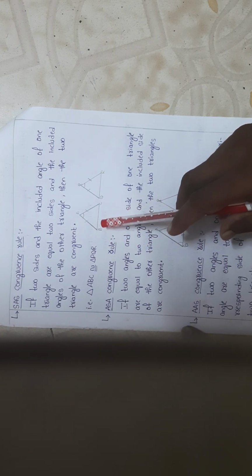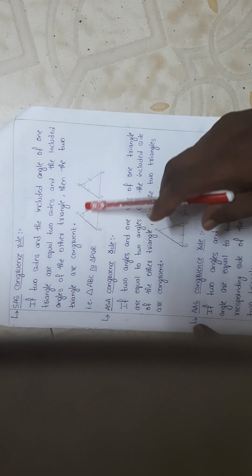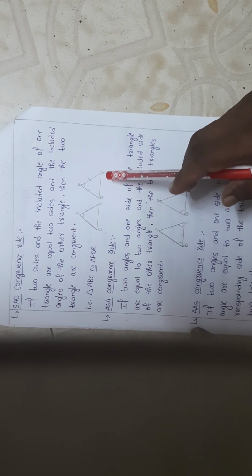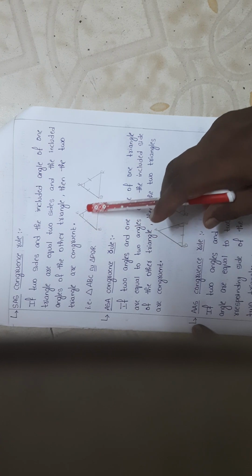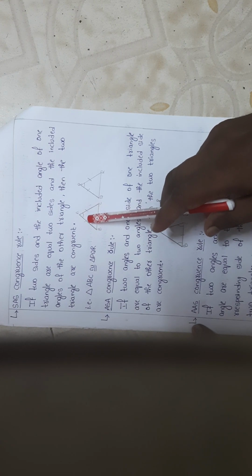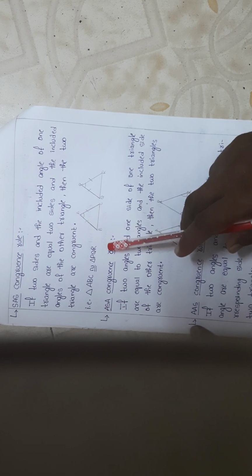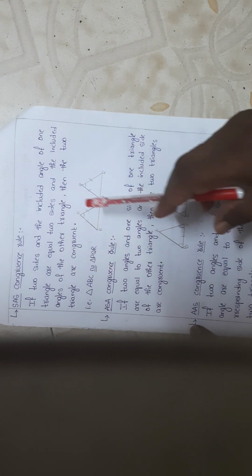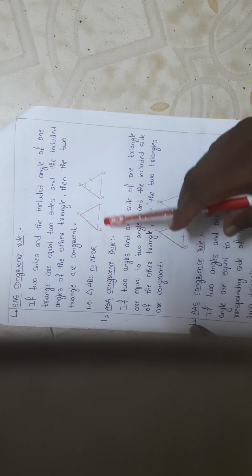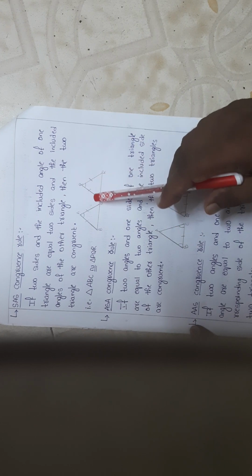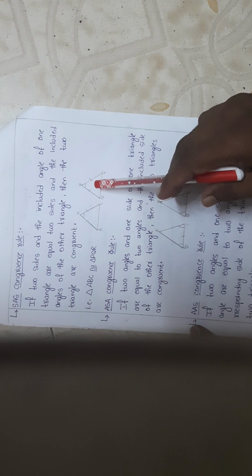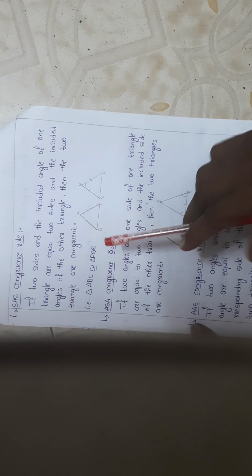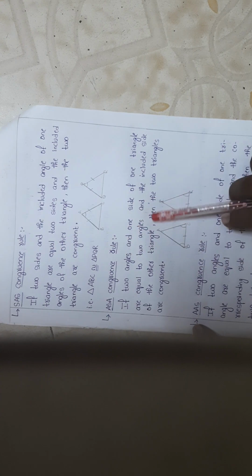That means two sides, AB and AC, are there, and PQ and PR, the other sides, are equal. Included angle means the angle in between those two sides. I am showing in the figure, that is the included angle. That means angle BAC and angle QPR are the included angles. So if two sides and the included angle of one triangle are equal to two sides and the included angle of the other triangle, the other parts are also equal. That is congruent: triangle ABC is congruent to triangle PQR.